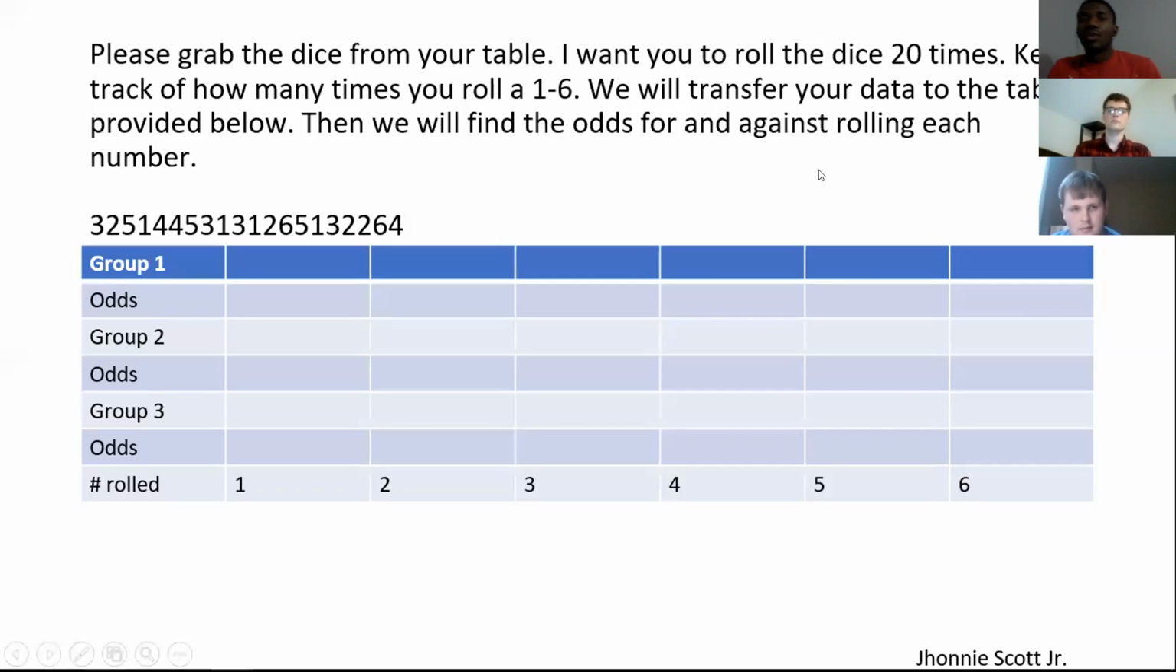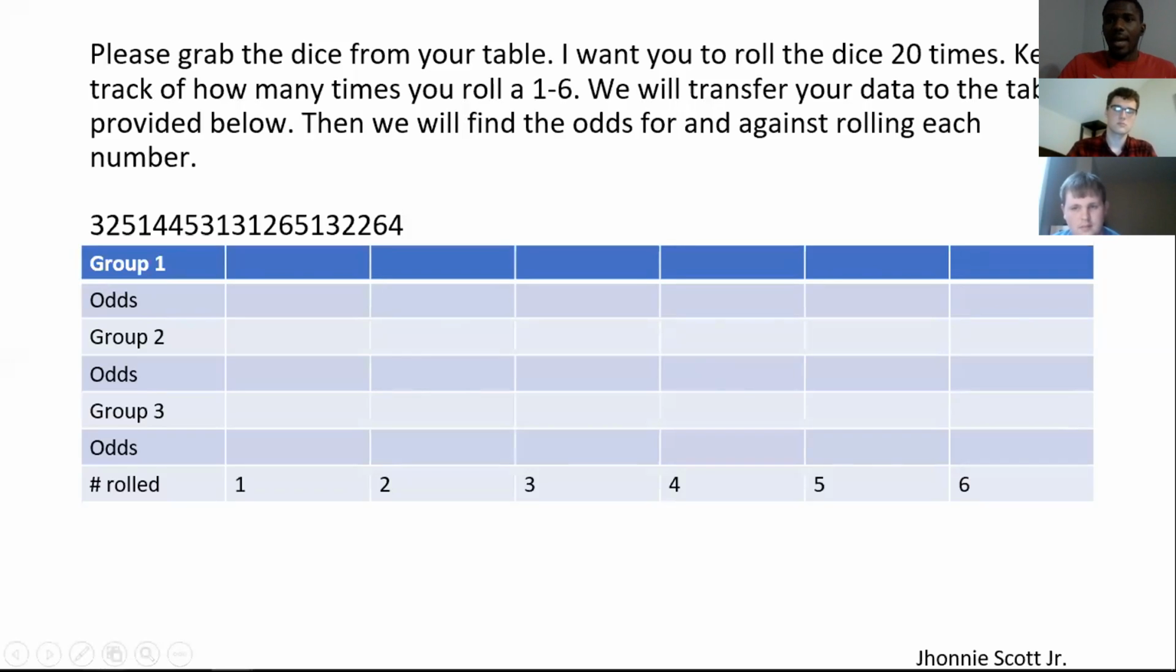Now, on your own time, just for extra work, homework, or practice, grab some dice from a table or wherever you have your dice set, and I want you to roll the dice 20 times. Keep track of how many times you roll the dice, and keep track of each number that you get. 1 to 6 are the options. Then we'll transfer the data to the table provided below, and then we'll find the odds for and against rolling each number.